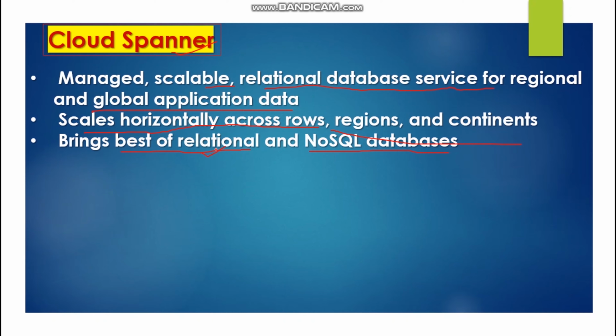Whenever you want to scale a relational database, you add more CPUs to get better throughput. A NoSQL database is based on nodes. If you want to scale up a NoSQL database, you add more nodes to it. NoSQL databases are also known for better synchronization, so the data is consistent across all instances. So Cloud Spanner brings the best of relational and NoSQL databases.